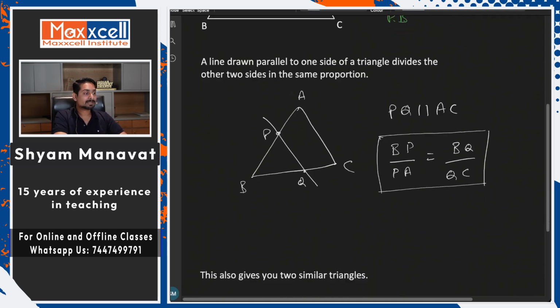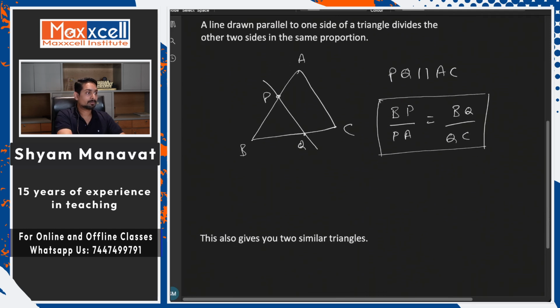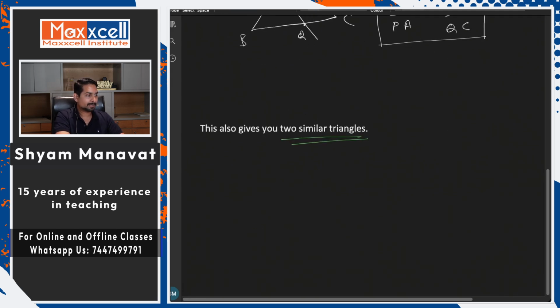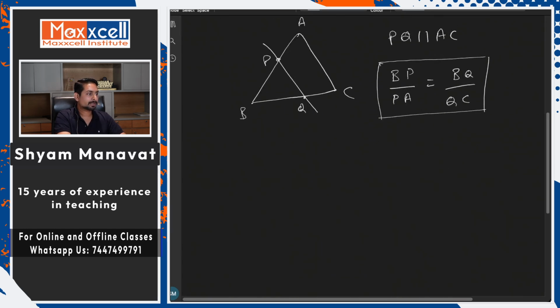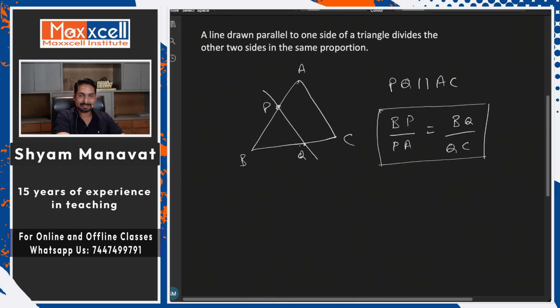Now, whenever you get this condition of the basic proportionality theorem, you also get two similar triangles. ये भी ध्यान रखना. You also get two similar triangles. मतलब यहाँ पे, let me show you here itself. So here if PQ is parallel to AC, यहाँ पे आपको दो triangle देखने मिल रहे हैं.